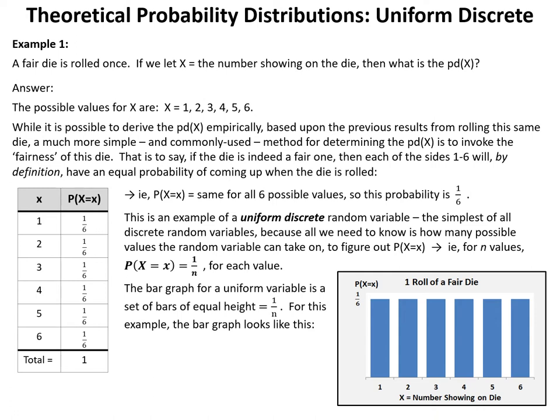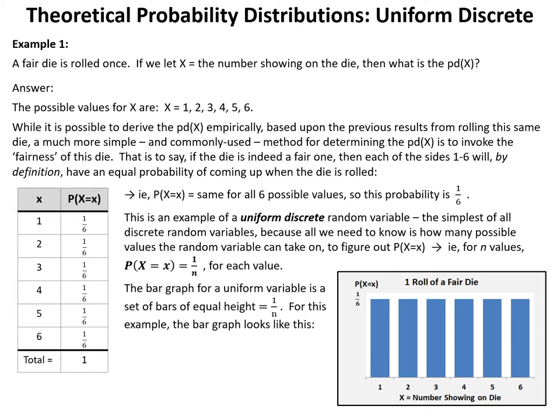That is to say, if the die is indeed fair, then each of the sides 1 through 6 will, by definition, have an equal probability of coming up when the die is rolled. In other words, the probability that X equals little x is the same for all six possible values, so this probability is 1 over 6. And we can see in the table on the left on the slide, we have the PDF of X, where we have the values of X from 1 through 6 in one column, and then the probabilities are all 1/6.